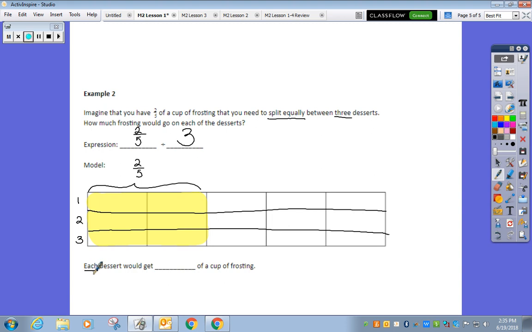Since I'm looking at each dessert, I'm going to circle 1 of the colored parts in a row and count how many parts there are. In that circled part, it's 1, 2 shaded pieces. So 2. And then I'm going to count how many sections I've turned the entire cup of frosting into. So I've got 1, 2, 3, 4, 5, 6, 7, 8, 9, 10, 11, 12, 13, 14, 15. So it's out of 15 total parts. So each dessert would get 2/15 of a cup of frosting.